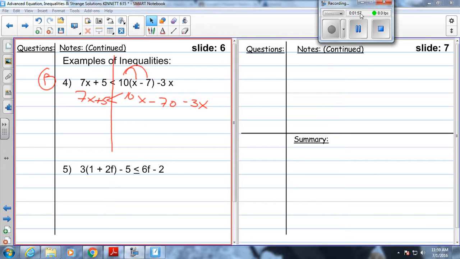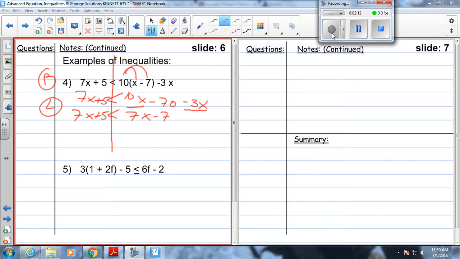Excellent. Okay. And we do have like terms on the right side. 10x and negative 3x makes 7x minus 70. And again, you may visually start seeing that we have these same variable terms on the left and the right. So now we have to bring those like terms to the other side. The additive inverse, minus 7x. Minus 7x, so that's 0 plus 5, that gets a 5, less than 0 minus 70 is negative 70.